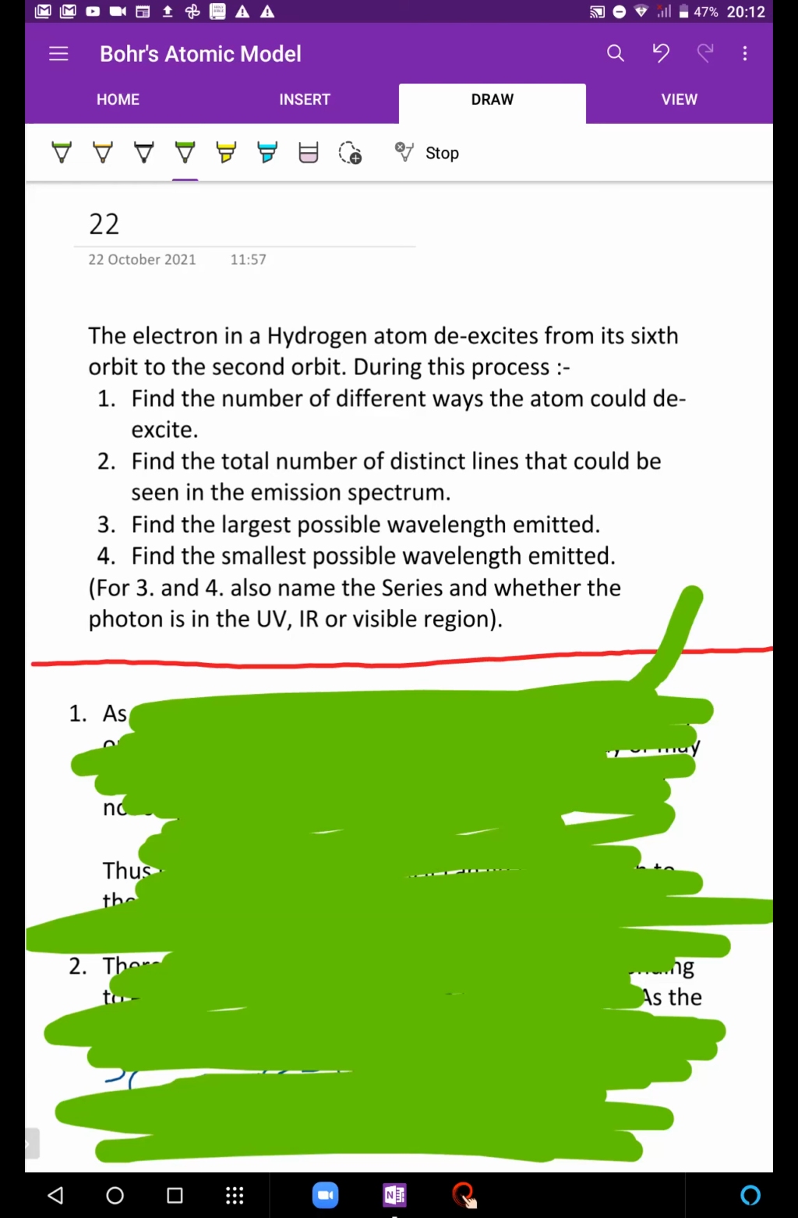3 and 4 are simple. Find the largest possible wavelength emitted. Find the smallest possible wavelength emitted. For 3 and 4, also name the series, whether the photon is in the series Lyman, Balmer, etc., and whether the photon is in the UV, इंफ्रारेड और विजिबल रीजन। ठीक है, ये एक क्वेश्चन कर लो, इसके बाद we'll move on to x-rays.